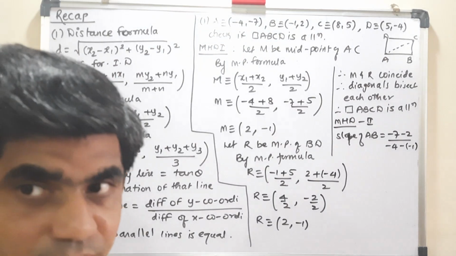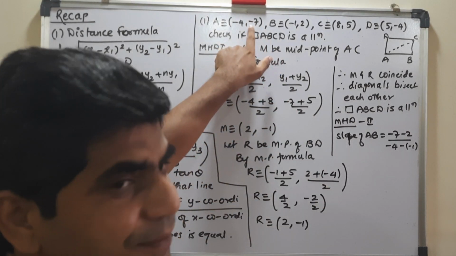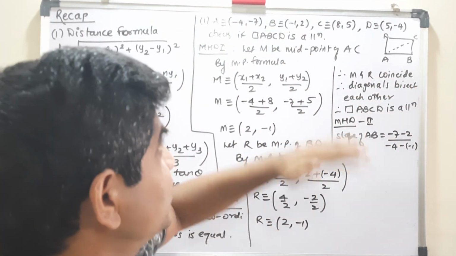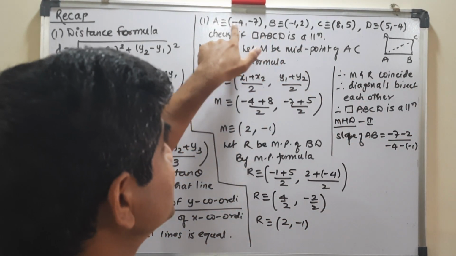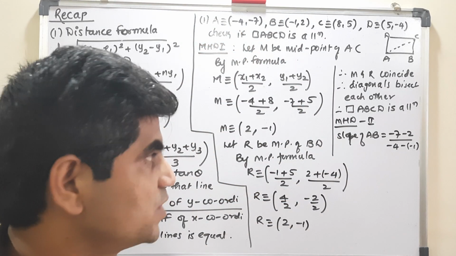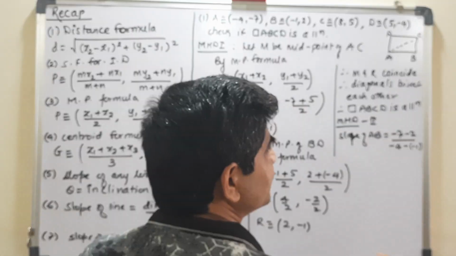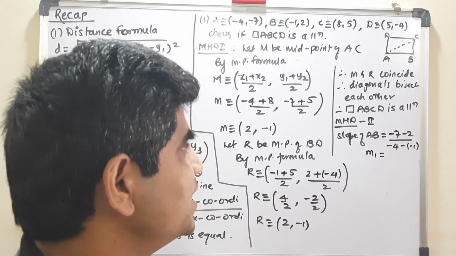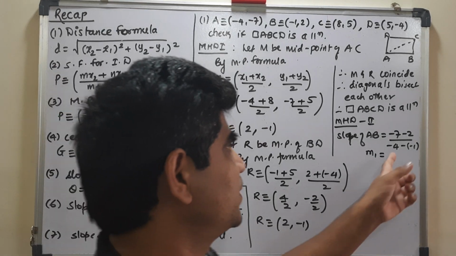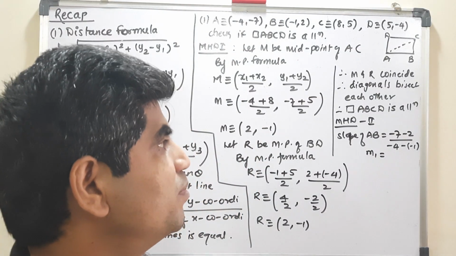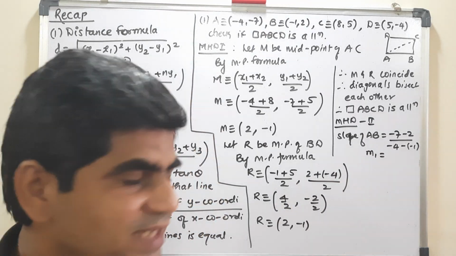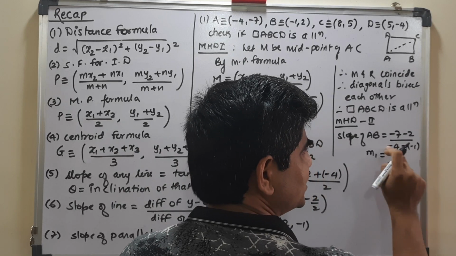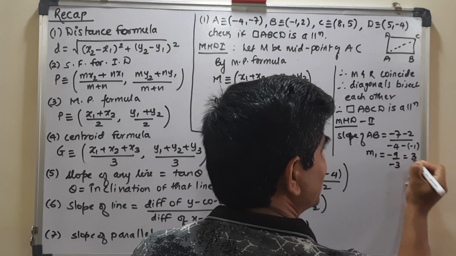Let me check it once again. I took minus 7 first, after that is minus 2, that is the difference of y coordinate, upon the difference of x coordinate. This is your minus 4 minus of minus 1, so it becomes minus 9. Let me call this M1. So my M1 is minus 9, upon minus 4 plus 1, that is equal to minus 3. So minus 9 upon minus 3.